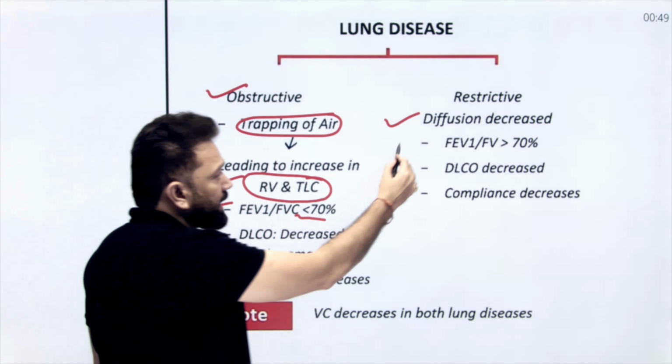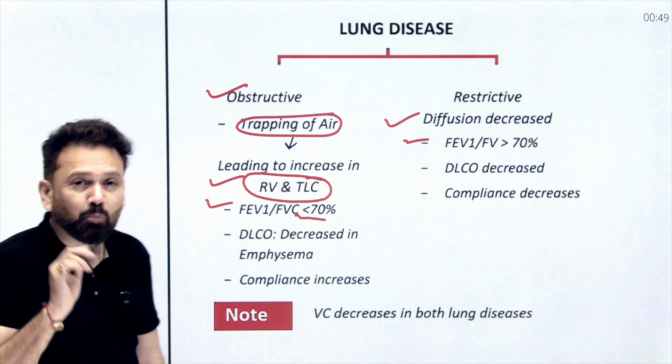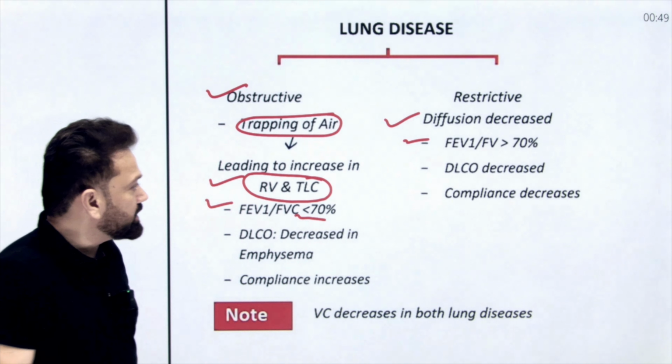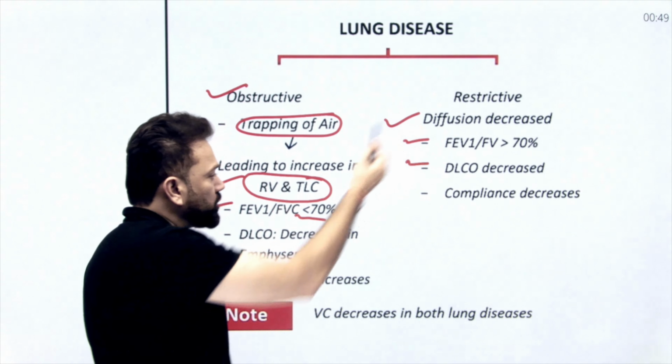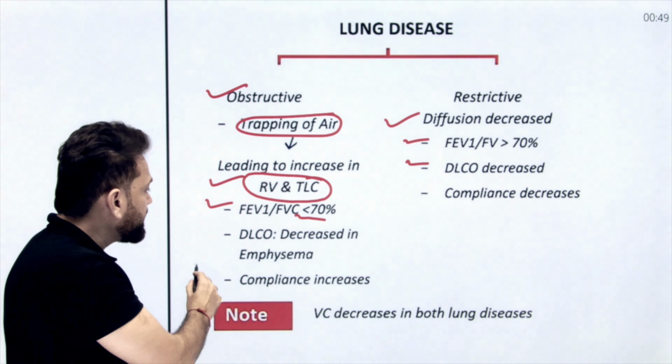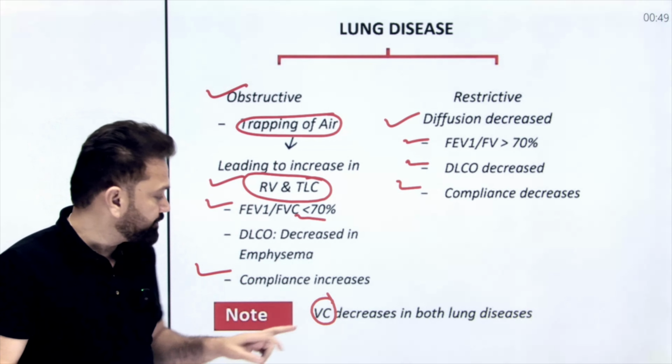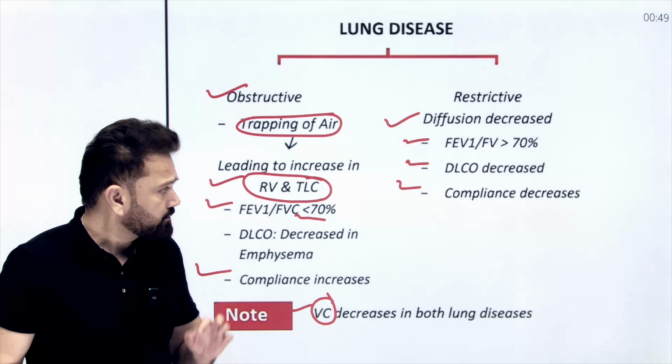And already I have discussed that in obstructive lung disease, FEV1 by FVC is less than 70%. In RLD, FEV1 by FVC is more than 70%. DLCO will decrease, as I have told you earlier. Compliance here will be more, and here compliance will be less. And the only capacity that is going to decrease in both obstructive as well as restrictive lung disease is vital capacity. Vital capacity is the only capacity that will decrease in either restrictive or obstructive lung disease. Answer will be vital capacity.